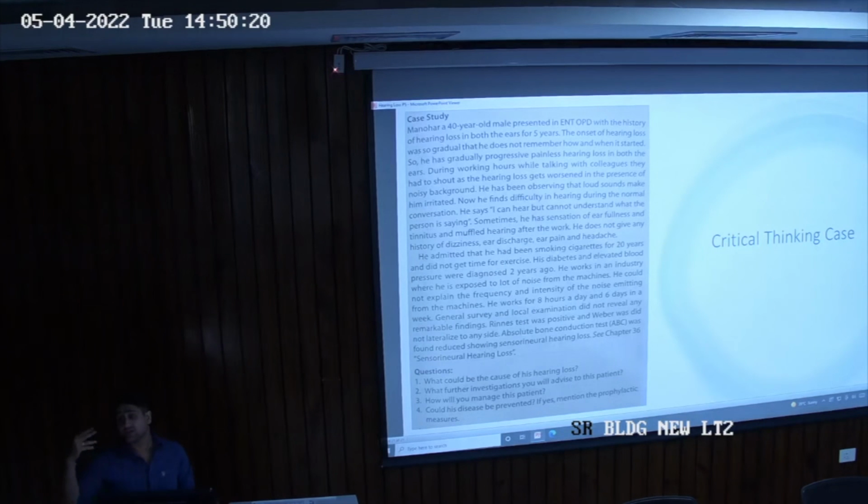Number 2, if he is working in a factory surrounding, we'll make sure that he gets his hearing checked periodically. Number 3, what we can do is we can give him protectors of hearing, ear muffs, ear cuffs आते हैं ना, जो आप स्विमिंग के टाइम में लगा के स्विमिंग करते हैं, वैसे टाइप के आते हैं. Could this disease be prevented? If yes, mention the prophylactic measures. तो वो जो अभी मैंने बताया, these are also the prophylactic measures for it.